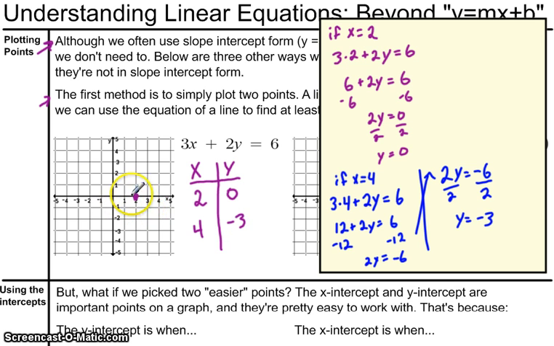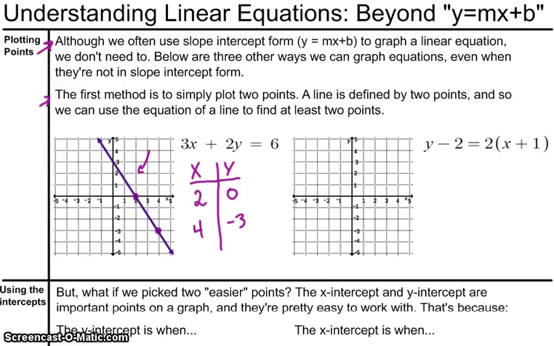So let's plot that point, 4 and negative 3. I could plot other points too, but I need at least 2 to draw my line. You can get out your ruler and draw your line, just like I have right there. Make sure you have arrows on both ends to show that the line continues in both directions.